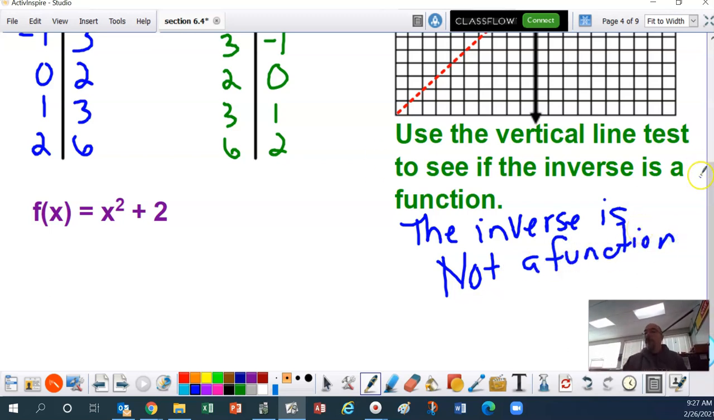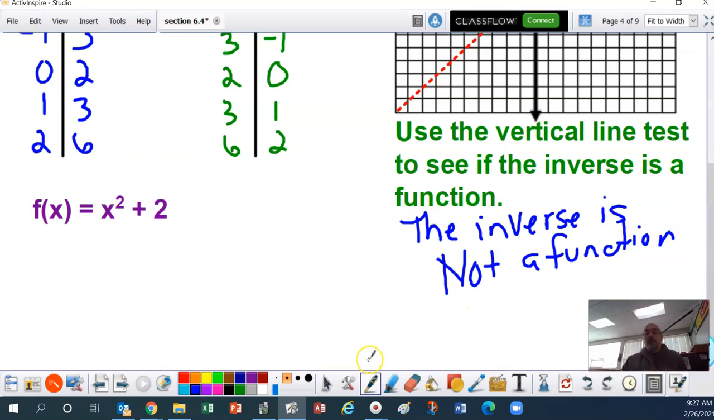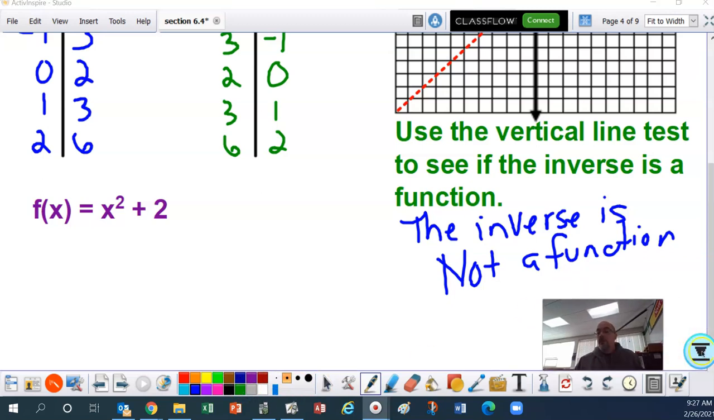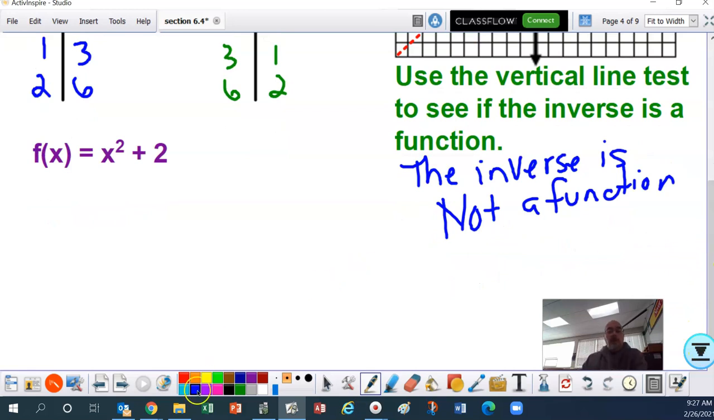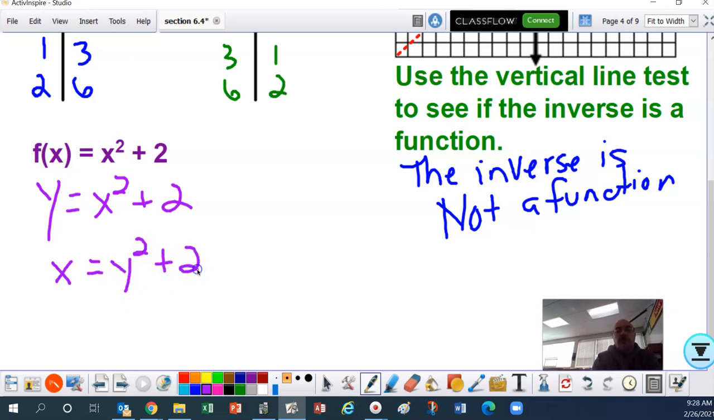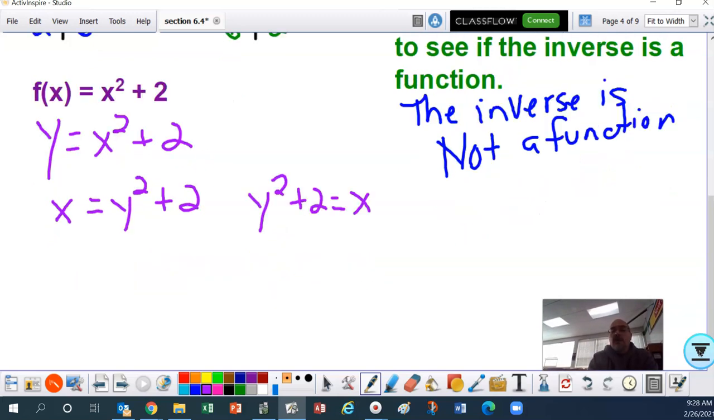Okay, let's keep going here. Next, but let's figure out what does the inverse equation look like, even though it's not a function. Okay, here we go. So again, I'm going to rewrite this: y equals x squared plus 2. Switch x and y, so x equals y squared plus 2. Okay, I'm going to rewrite that: y squared plus 2 equals x. All right, I'm going to get y by itself, everybody. Subtract 2.